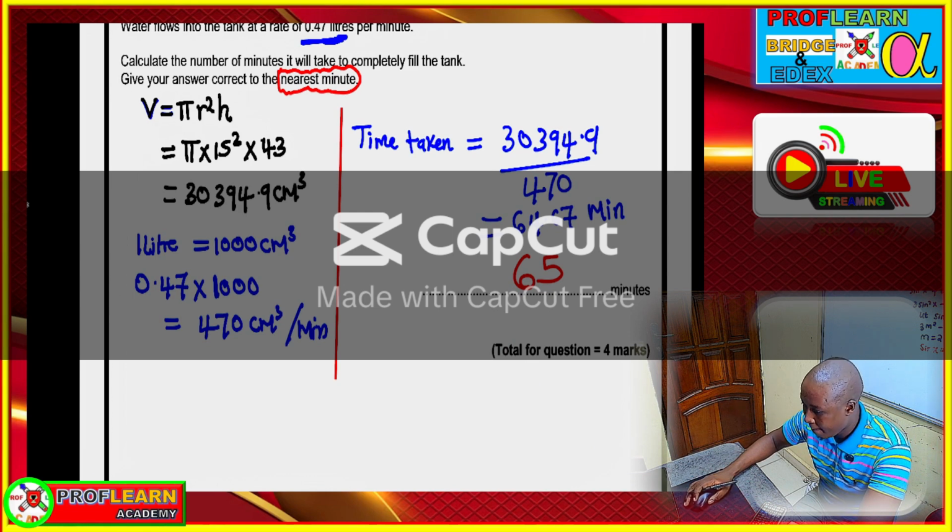And Leila got it right, 470. Leila, I see you got 470 for the amount in centimeter cubic per minute. That was okay. Hamed got 64.67, so we have to round off, Hamed, to the nearest minute.